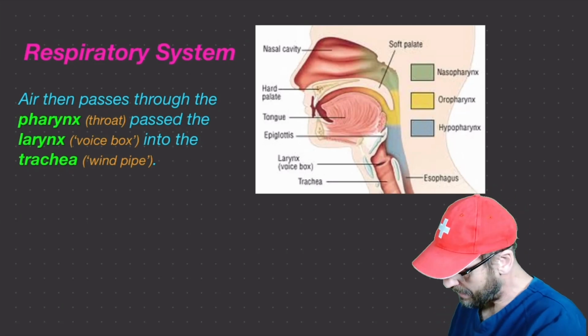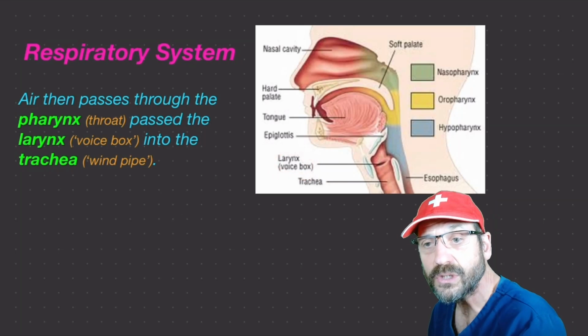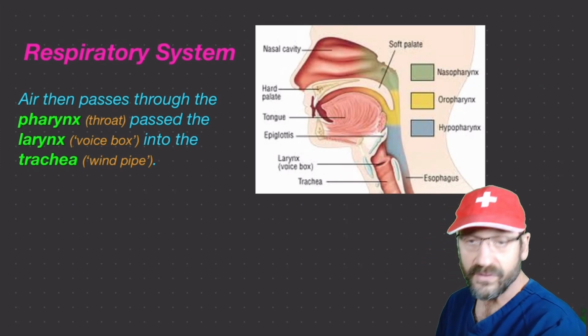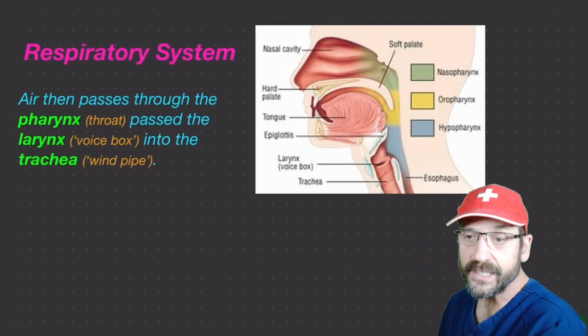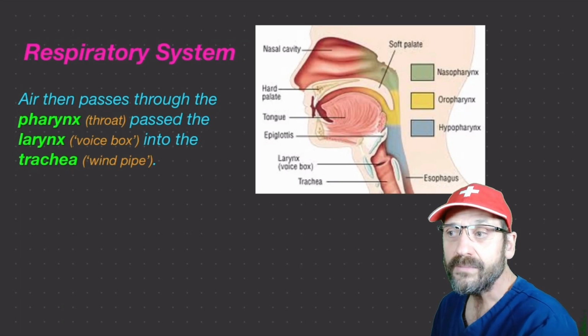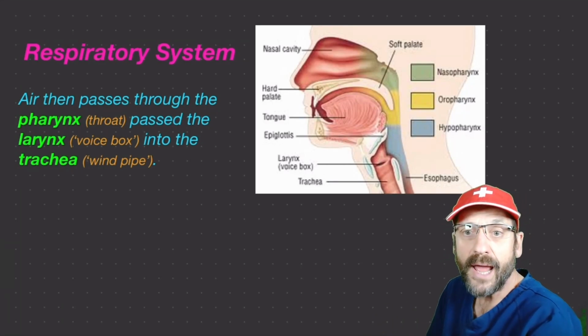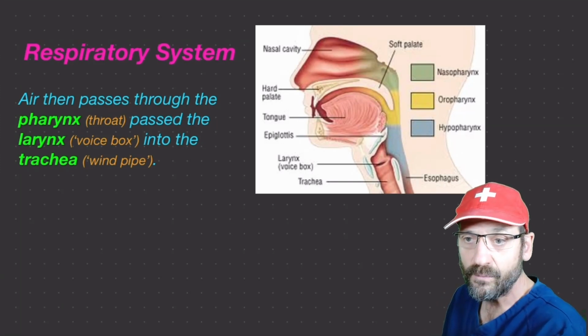Below that, then, we have the larynx, and the larynx is the voice box. This area right in here is the larynx. And that voice box divides the air. Well, the tube, the pharynx, carries both air and liquid, and a bolus, the food as well. And the larynx is the place where we separate the air from the food.